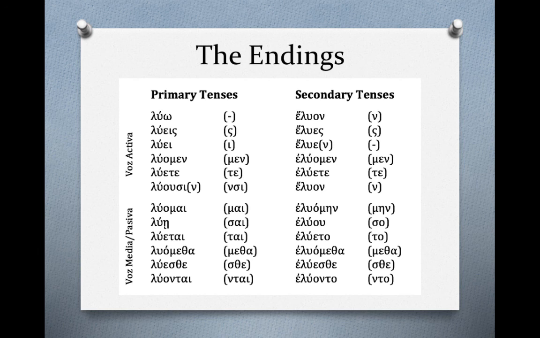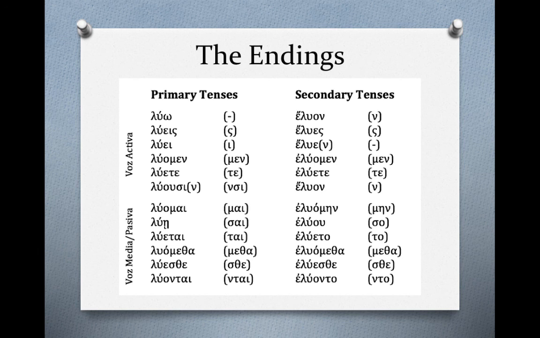So here's a quick review. Now we've studied the endings for the primary tenses, and with the study of the imperfect, we've learned one of the 2 past tenses, which always take the secondary endings. These are called the secondary tenses or secondary endings. And so let's review all of these. We've got luo, lues, lue, luamen, luete, luusin. And then if it's middle passive, it would be luomai, lue, luetai, luametha, luesthe, and luantai.